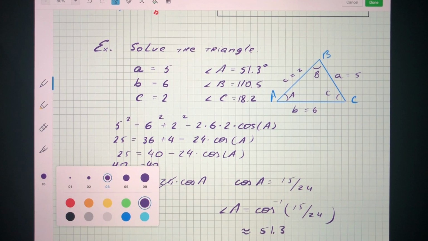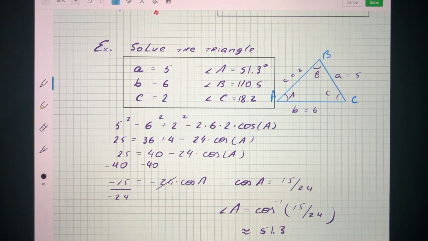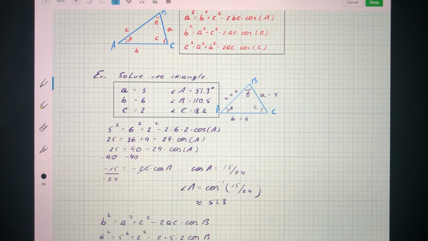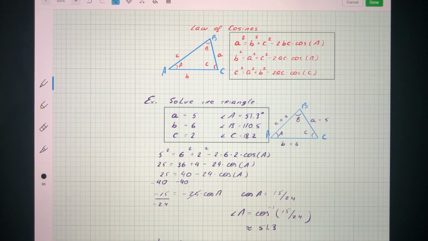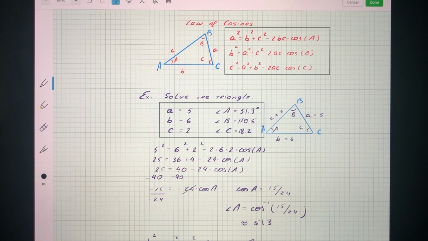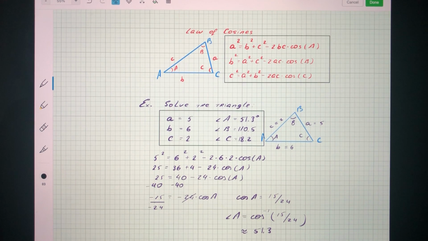Now we have solved the triangle. That's all the information that we can provide for this triangle, and that's the end of this question. And that's how to use the law of cosines to find the missing information for any triangle, whether it's 90 degrees or not. If our triangle happened to be 90 degrees, it would still work.